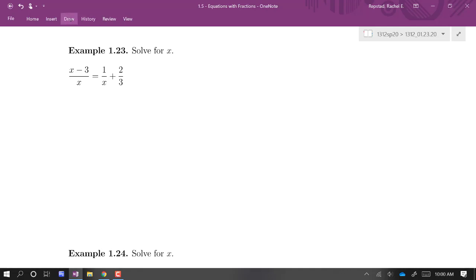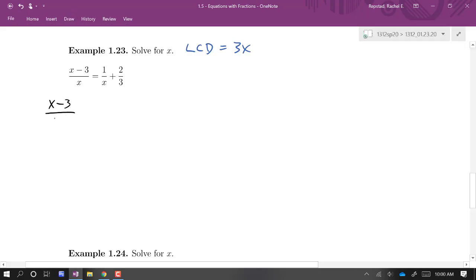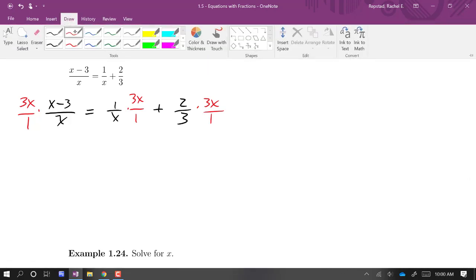What is the LCD for this equation? Yeah, good. So I'm going to just write it again, leaving some space for myself, so I can write in this factor that we're going to multiply by. So 3x, 3x, 3x. Cancel what will cancel.